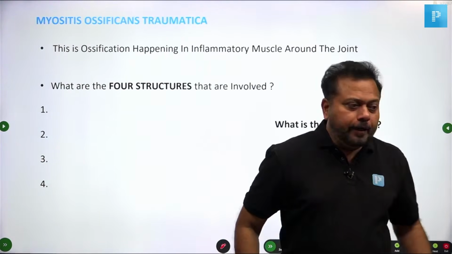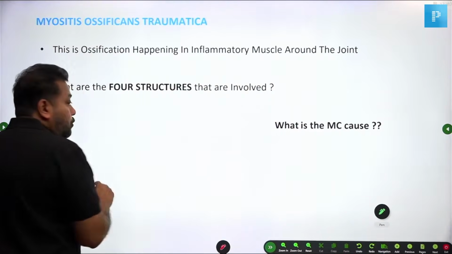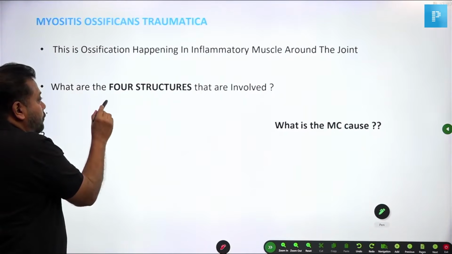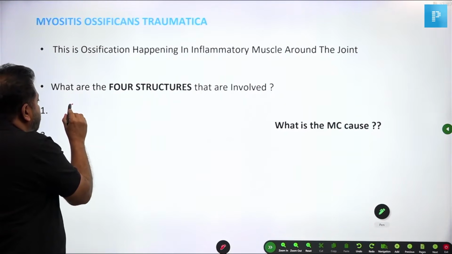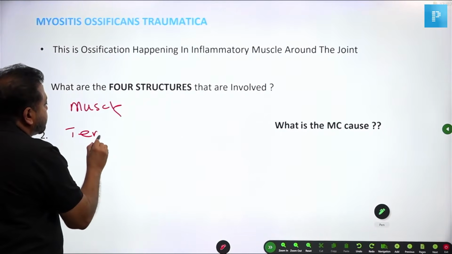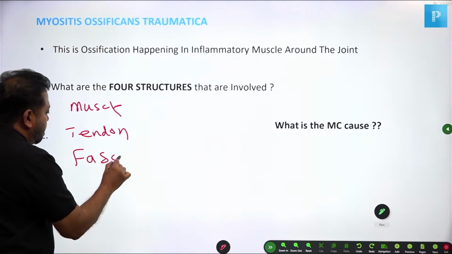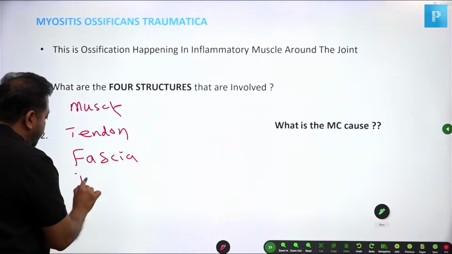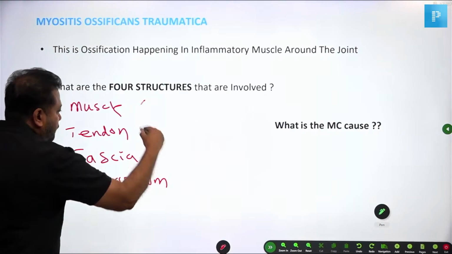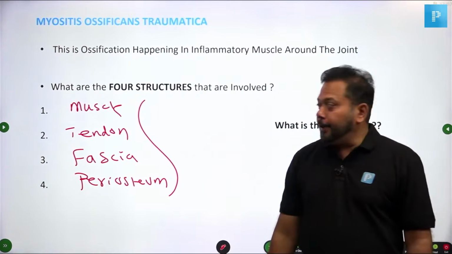So here, what happens? Ossification happens in 4 important structures outside the normal site. What are the 4 structures? Number 1, it is muscle. Second is tendon, the muscle tendon. Third is fascia. Fourth is periosteum. These are the 4 areas where myositis ossificans happens.